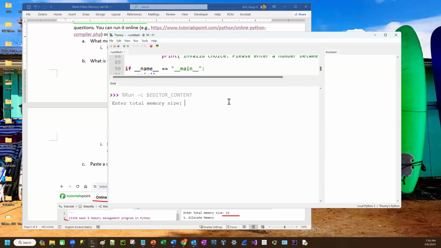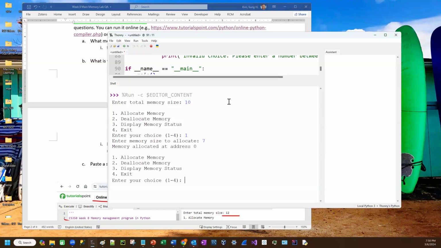So I'm going to say 10 here, right? And then I'm going to allocate the memory here. If I say 7, right? And then there should be 3 left, right? So if I do, let's say 2, right? It works, okay, right? So these are 2 different codes that are showing you that you really have to be mindful of where you put your memory location, the process in which part of the memory in the RAM.